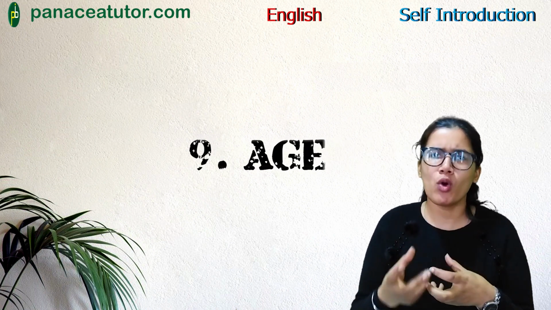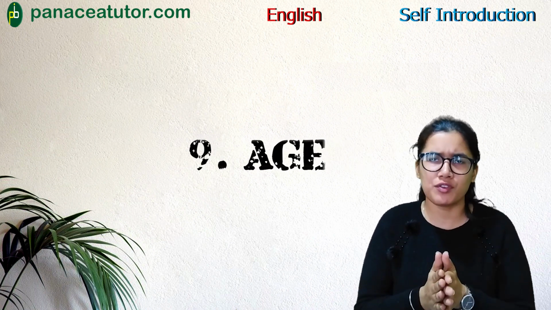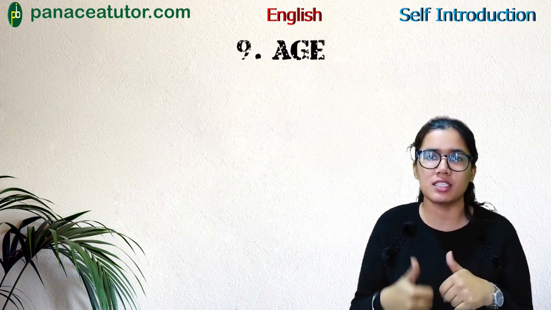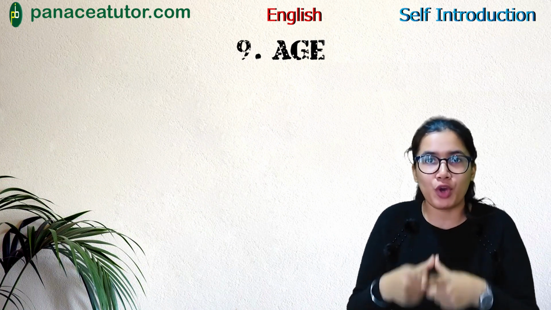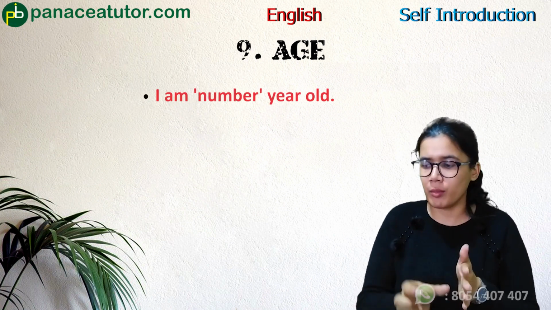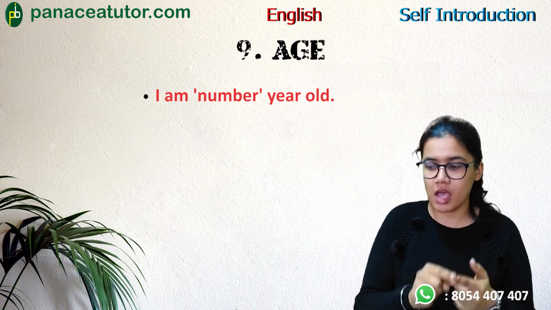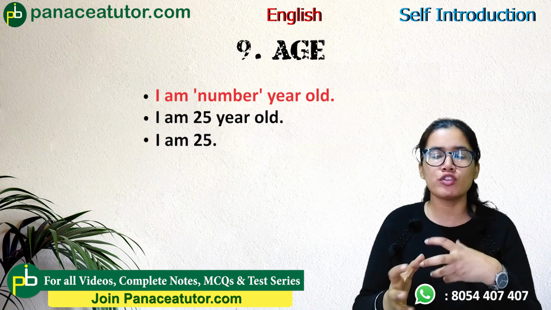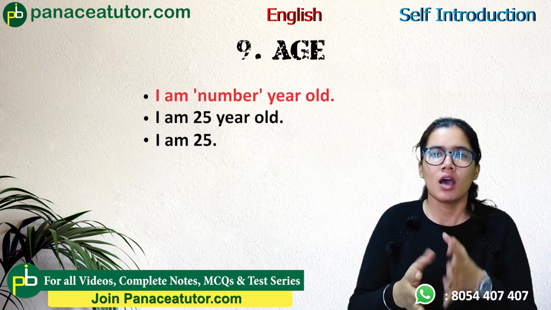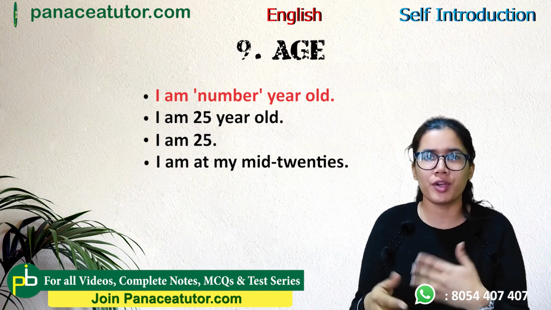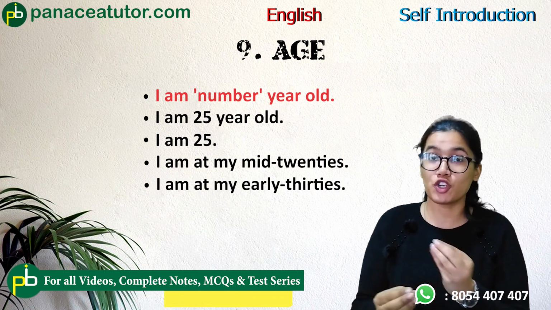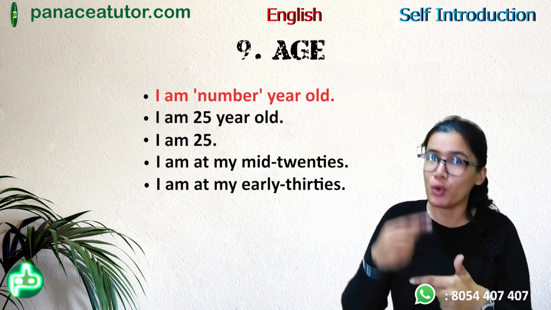So now we are going to talk about our age, and if we want to talk about our age in our self introduction, we can. This point is quite optional. That's why I have kept it till the last. You can say, "I am number year old." You can say, "I am 25-year-old." You can say, "I am 25." Or if you don't want to reveal your age, you can say, "I am in my mid-20s," or you can say, "I am in my early 30s." So in this way you can talk about your age if you want to.